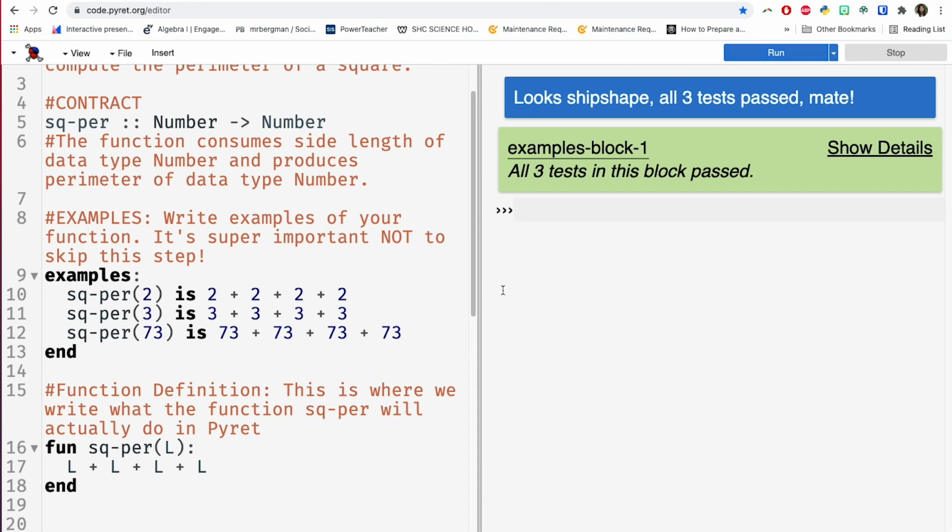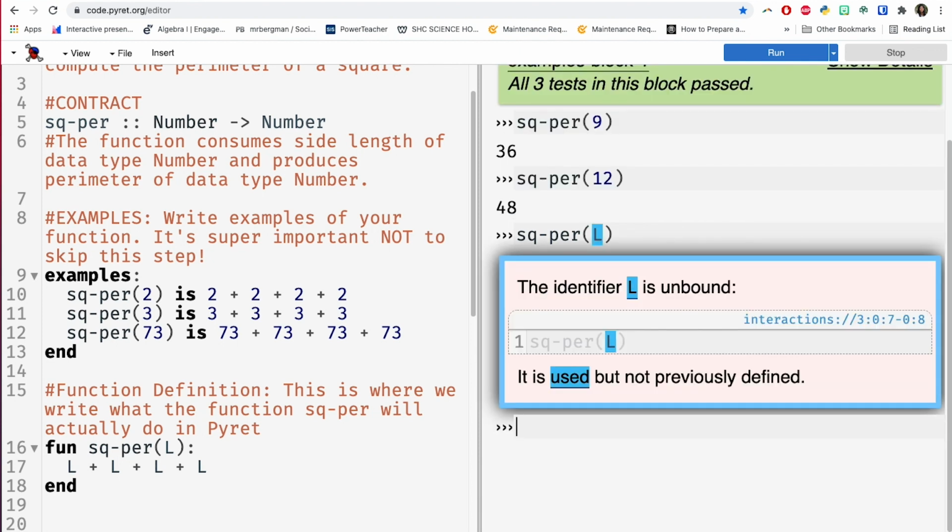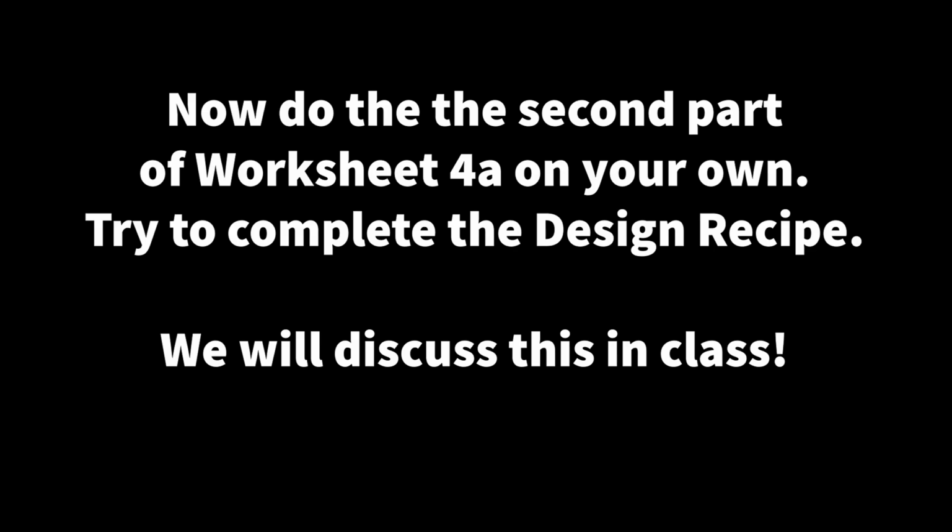And so then we'll go ahead and see if it works. So SQ per 9 should give us 36, and it does. And so let's try it again with 12. Okay, and that's perfect. Let's try it with L and see what happens. Oh, so it says that L needs to be a number, not a letter, right? So that's my bad. So now go ahead and do the second part of worksheet 4A on your own and try to complete the design recipe.